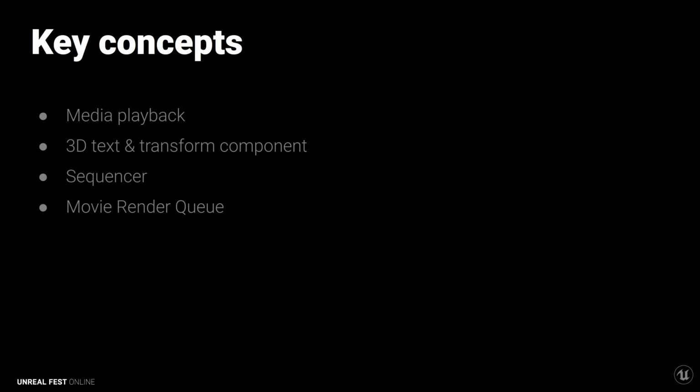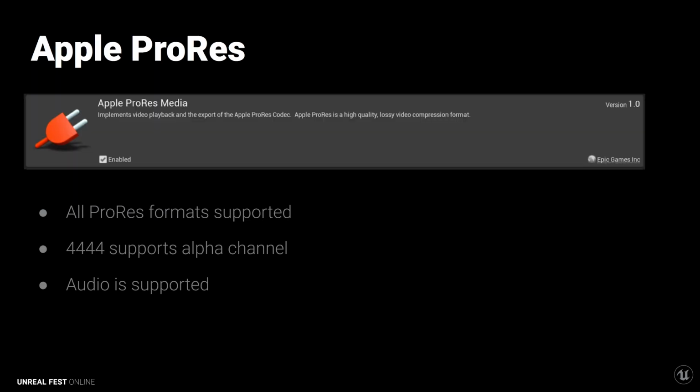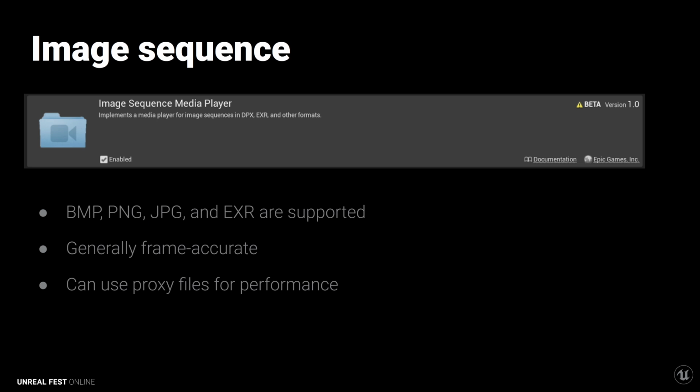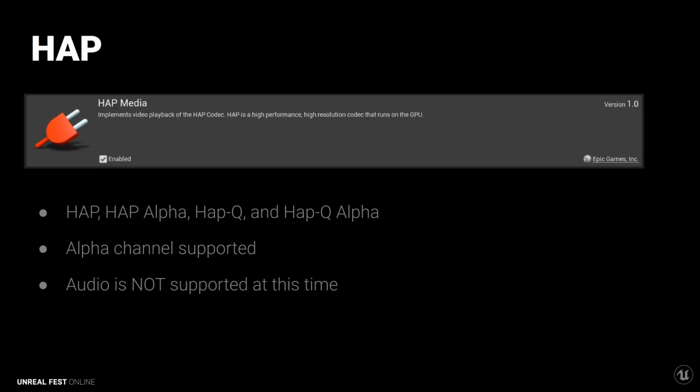Before we hop over to the editor, let's talk a little bit about codec support. First we'll talk about Apple ProRes. Apple ProRes is a plugin that needs to be enabled and all ProRes formats are supported. If using 4444, we support alpha channel and audio playback is also supported. Image sequence is enabled by default and is the best choice if you need frame-accurate playback when rendering out of the engine. BMP, PNG, JPEG, and EXR are supported, and you can also use proxy files for better performance inside the editor. HAP is a GPU-based codec that needs to be enabled for playback. We support alpha channel if using HAP Alpha and HAP Q Alpha, however audio is not supported at this time.